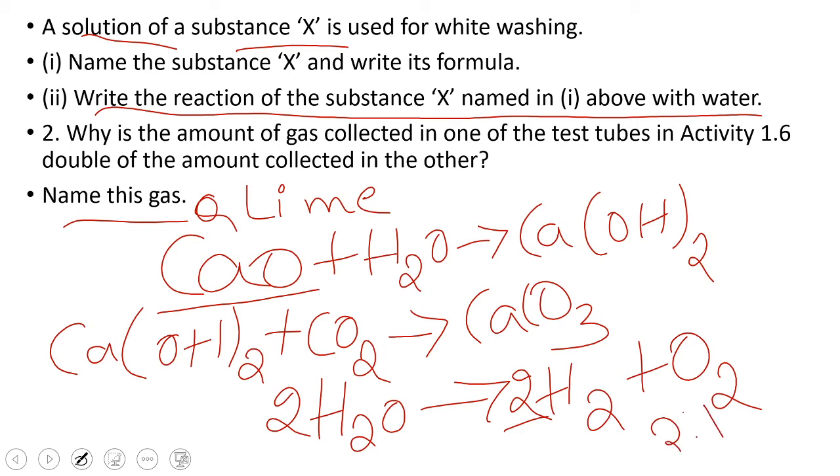That's why the amount of hydrogen present in one of the test tubes is double when compared to the oxygen that was collected in another test tube. So the gas which is present in double the amount is known as hydrogen. Right. This is the reason.